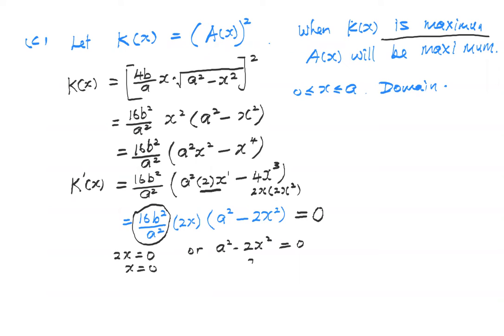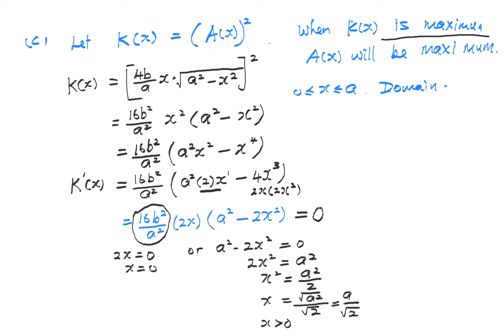So my 2x squared will be equal to a squared. So my x squared will be equal to a squared divided by 2. So my x will be equal to square root of a squared divided by square root of 2. So that is a over root 2, because x must be greater than 0, correct?